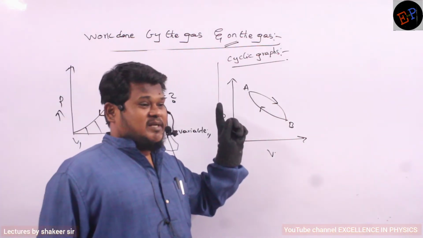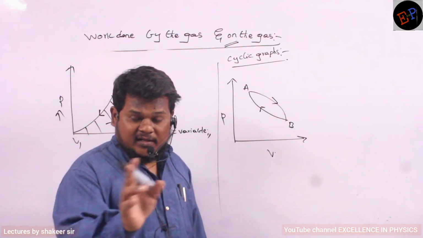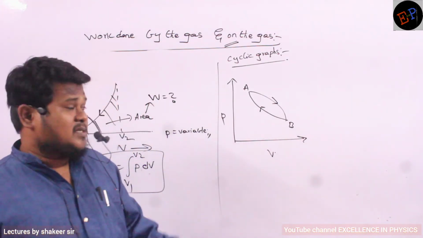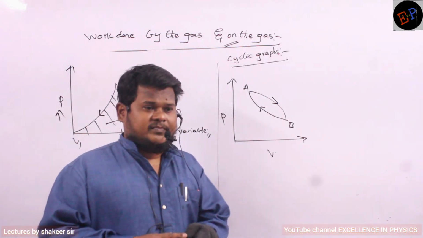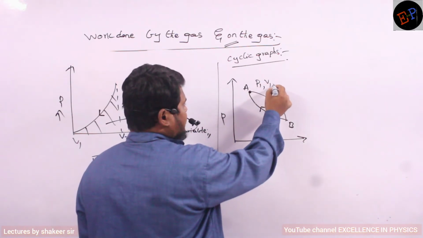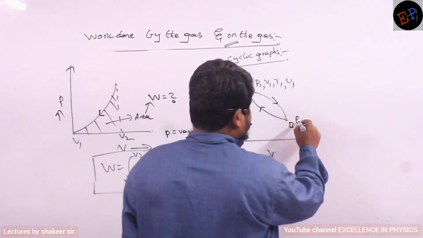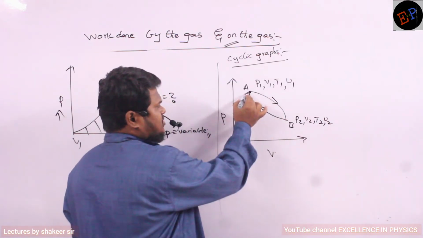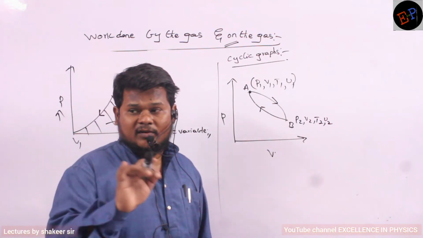So if I reach the same states, can you say work done is zero? States are the same. But work done doesn't depend upon states. Work done depends upon path. Only pressure, volume, temperature, internal energy, they are state functions. If I am starting from here, I can say pressure is P1, volume is V1, temperature is T1, internal energy is U1. And at point B, pressure is P2, volume is V2, temperature is T2, internal energy is U2. And if I reach the same states again, P1, V1, T1, U1, they are satisfied. But work done and heat supplied, they are not satisfied.